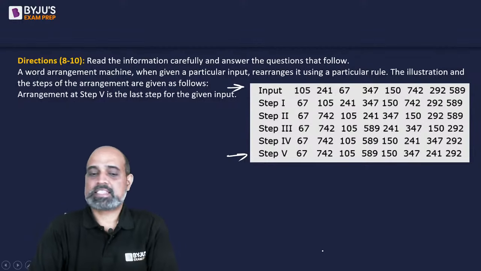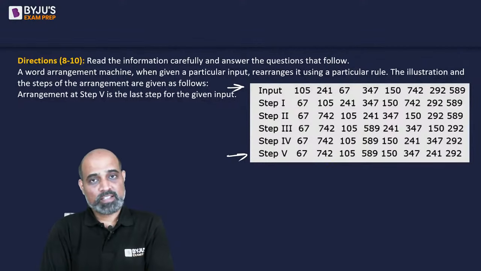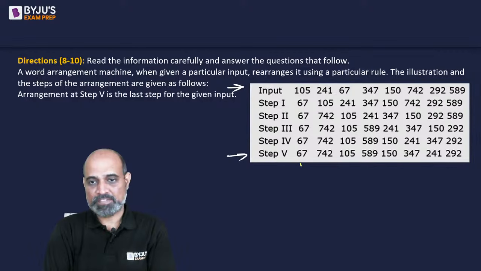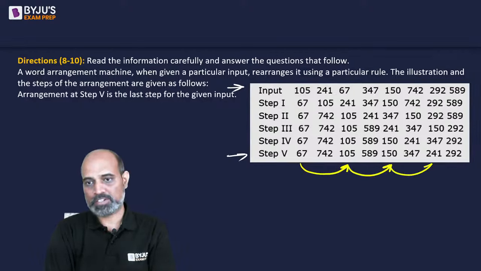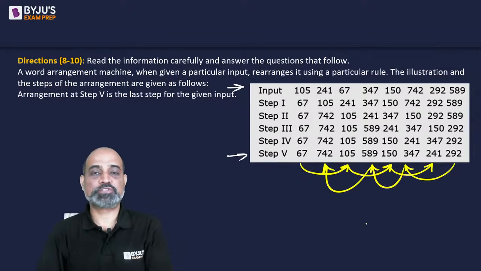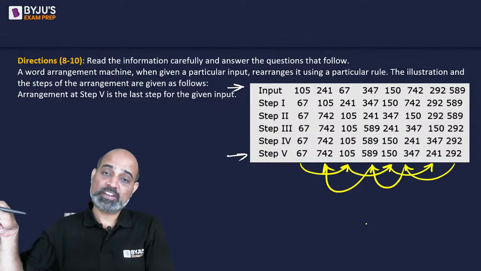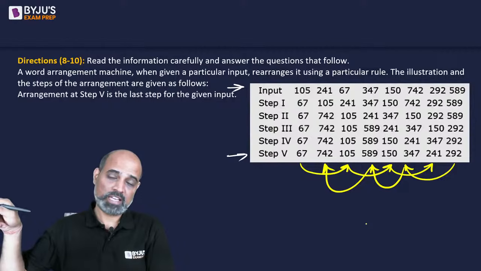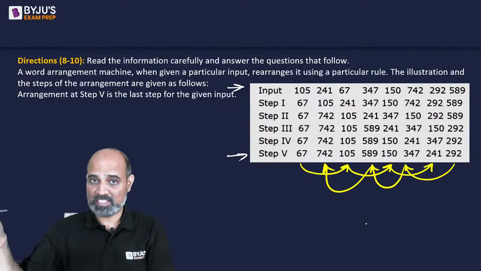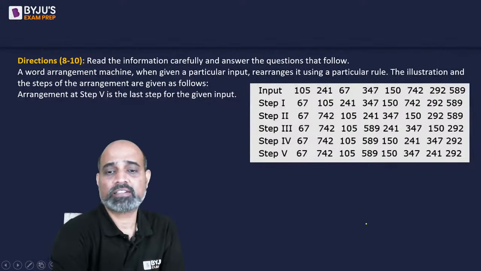We can understand this in two ways. The first one is: 67 is the smallest number, then 105, then 150, then 241, then 292, then 347, then 589, then 742. Alternatively, we have increasing numbers and alternatively we have decreasing numbers. This is one way of looking at it.